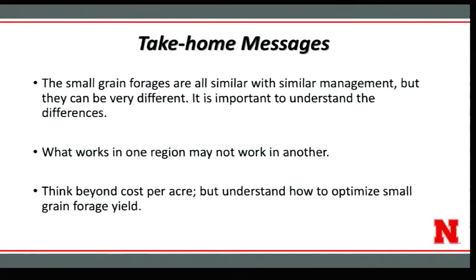When we think about some of the take-home messages, one of the things that's important to remember is that the small grain forages are all lumped together under a single umbrella. They're managed very similarly from seeding rates to fertilization rates to timing of planting. But it's also important to know that even though there are similarities, there are distinct differences. Most of the differences are related in maturity, which does have some impact on how we'll manage those both during the fall and manage them during the spring as well.